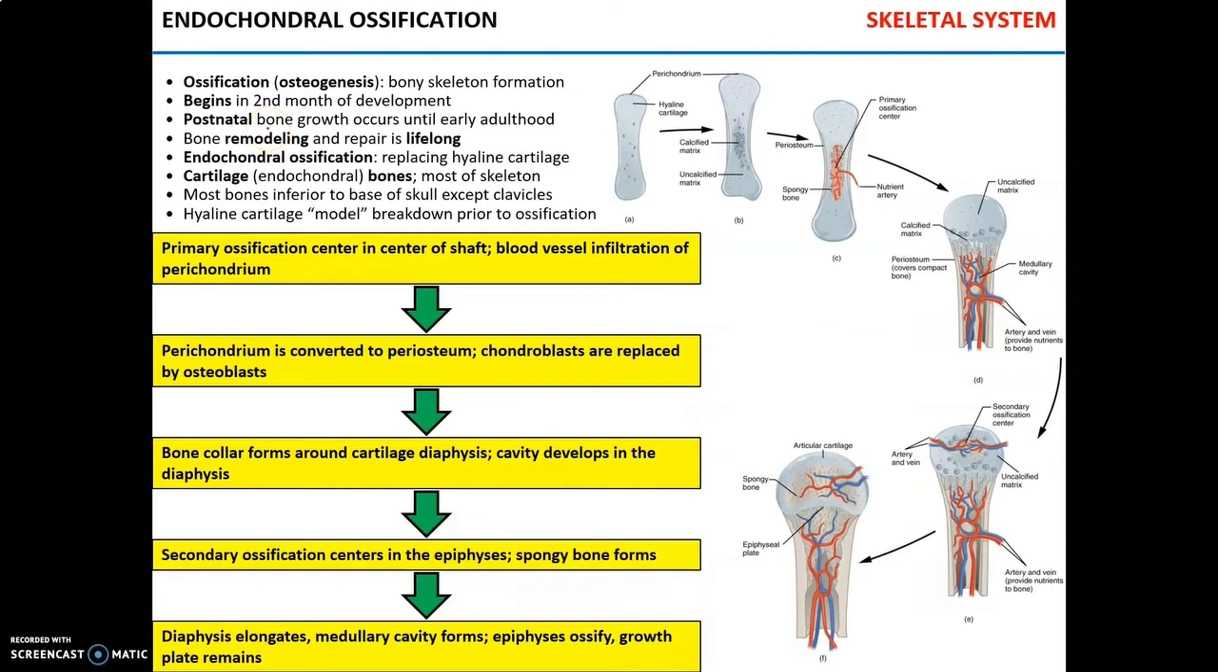Now, how do bones develop? The process of bone development, or osteogenesis, is sometimes called ossification. Ossification specifically refers to the formation of the bony skeleton. It starts relatively early, when the fetus is about 2 months old, and bones grow postnatally, after birth, until 18 to 21 years of age.